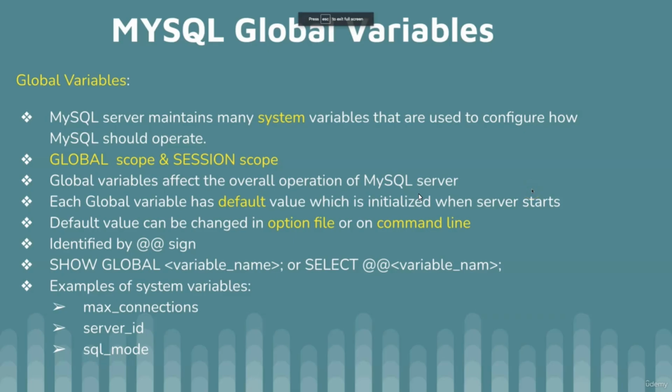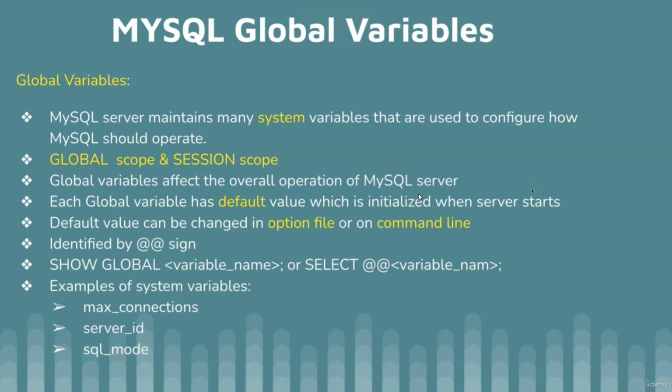Welcome back. So in this lesson, we will talk about MySQL global variables. The MySQL server maintains many system variables that are used to configure how MySQL should operate. These system variables have two scopes. One is global scope, another is session scope. In this lesson, we will talk about global scope, and in the upcoming lesson, we will talk about session scope.